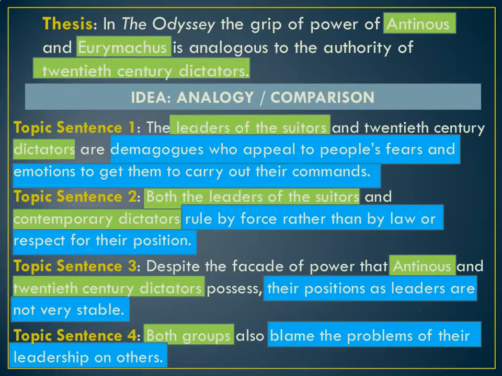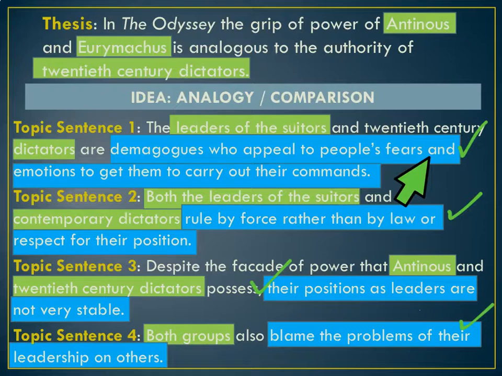So if you look at these sentences, then what you'll see in this blue language here is that these are all the specific similarities that the writer is going to focus on between Antinous and Eurymachus, the two suitors. The first similarity that they name is that they're both demagogues, etc. The second similarity is that they both rule by force. The third similarity is that their positions are not stable. And then the fourth similarity is that they blame their problems of their leadership on others.